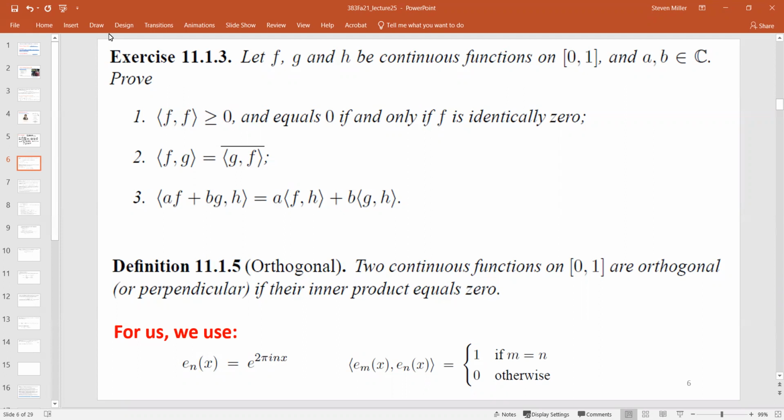For us, we are constantly going to use the functions e_n(x) equals e to the 2 pi i n x. And then the dot product of two functions e_m(x) and e_n(x) is going to be 1 if m equals n and 0 otherwise.